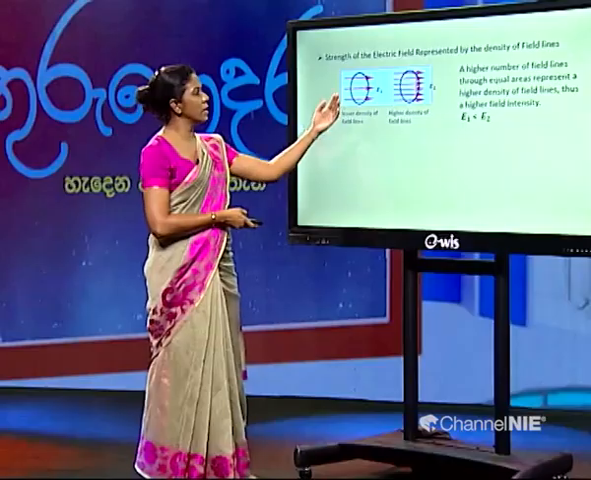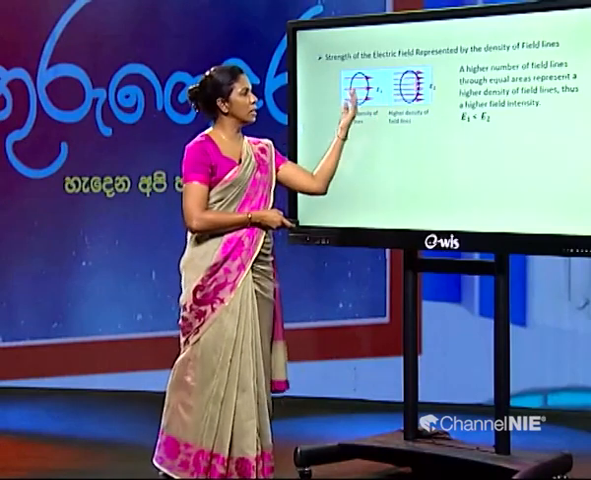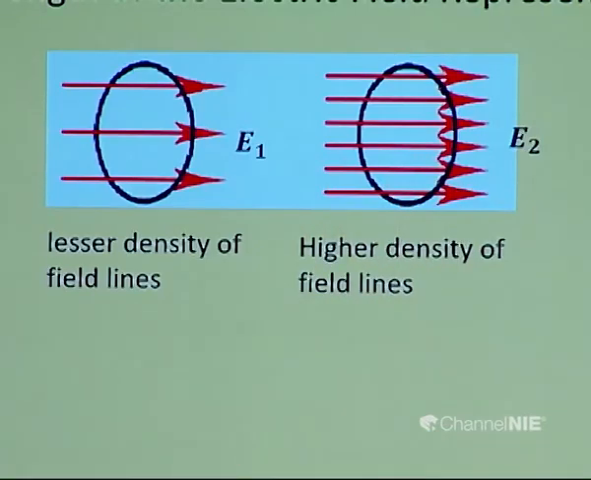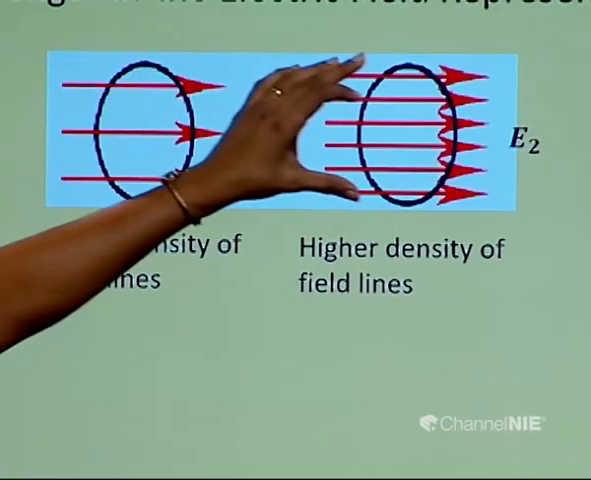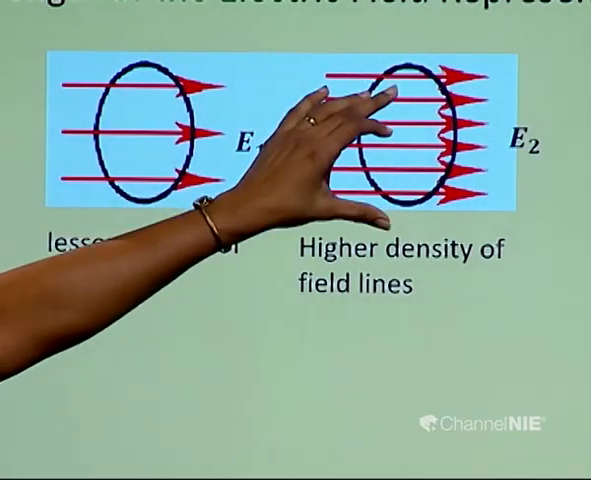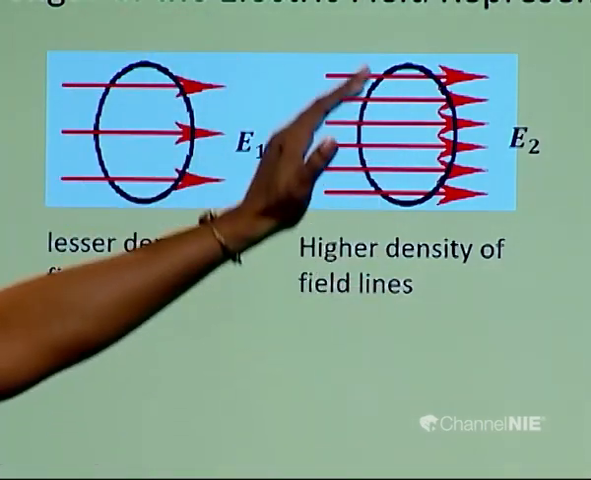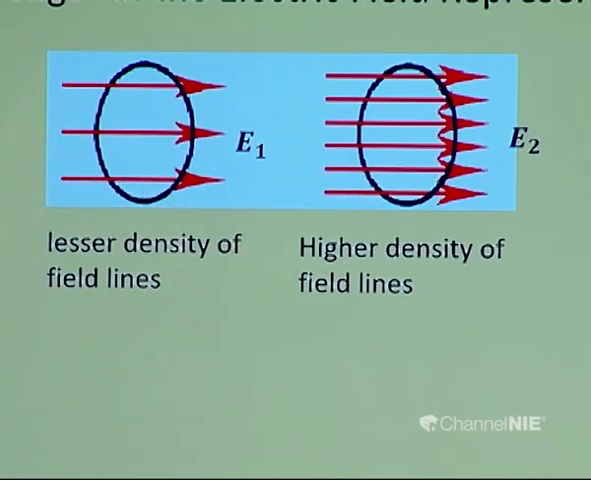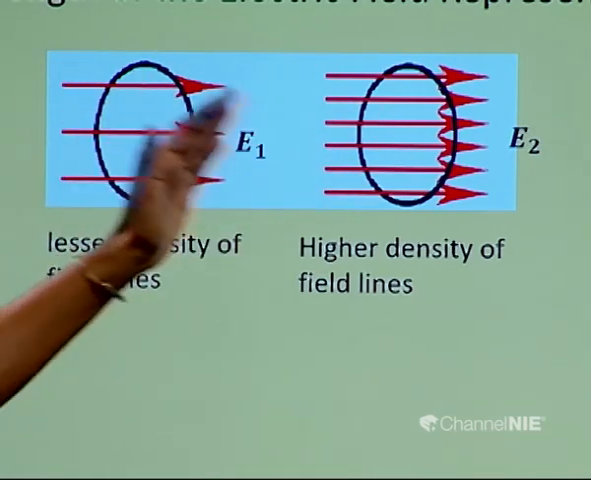So E1 is weaker than E2, the intensity E1 is less than E2, and we see more field lines, since flux is proportional to field. A stronger field gives more flux, a weaker field gives less flux, more field lines or fewer field lines, through two equal areas.